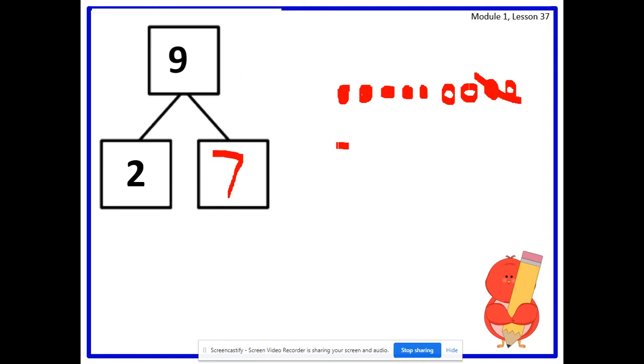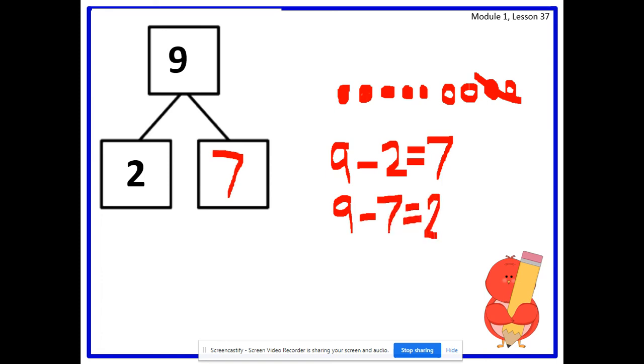So we started with 9 because that's our whole number, minus the part they gave us was 2, equals 7. Now to write the related subtraction sentence, we start with our whole number again. It stays the same and we just flip the parts. 9 minus 7 equals 2.